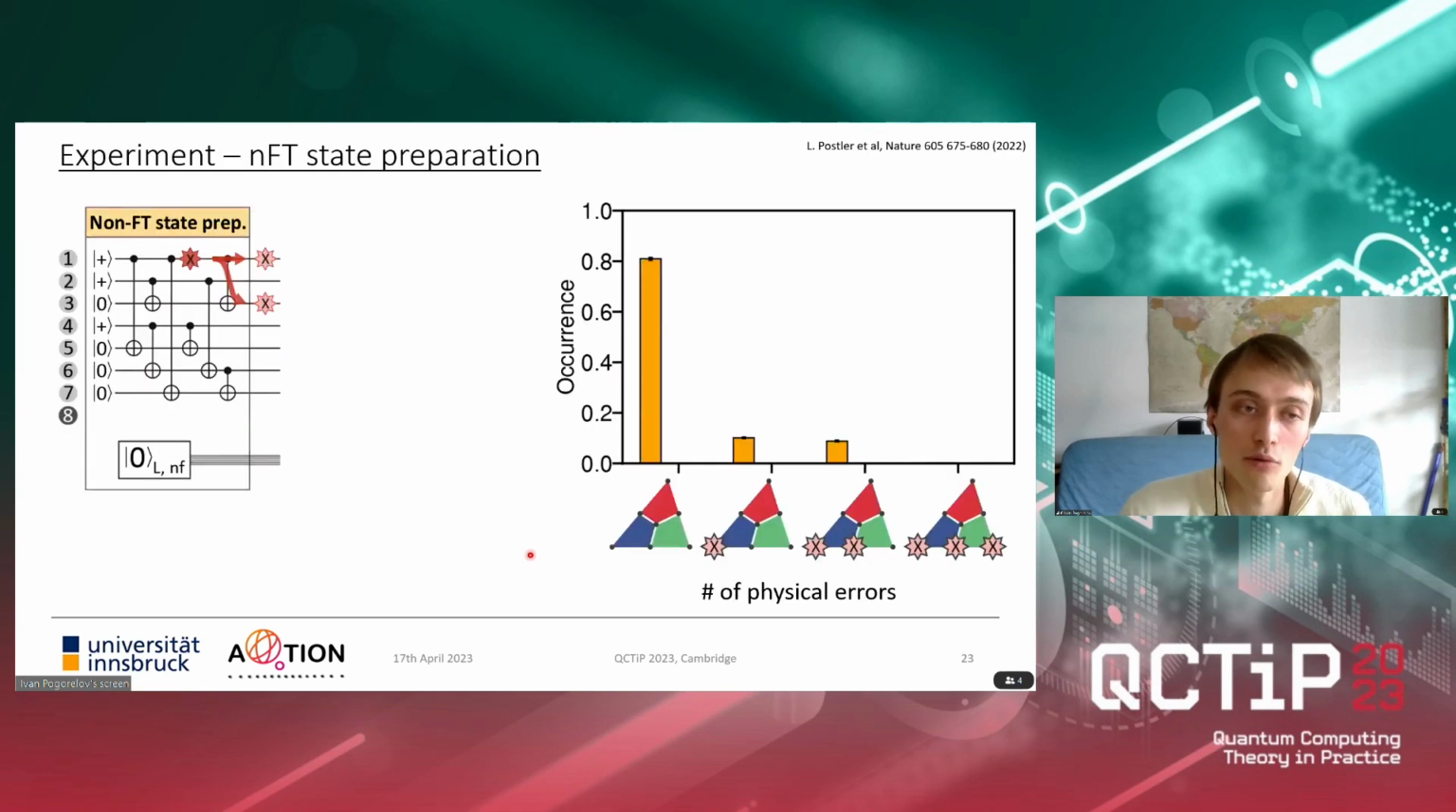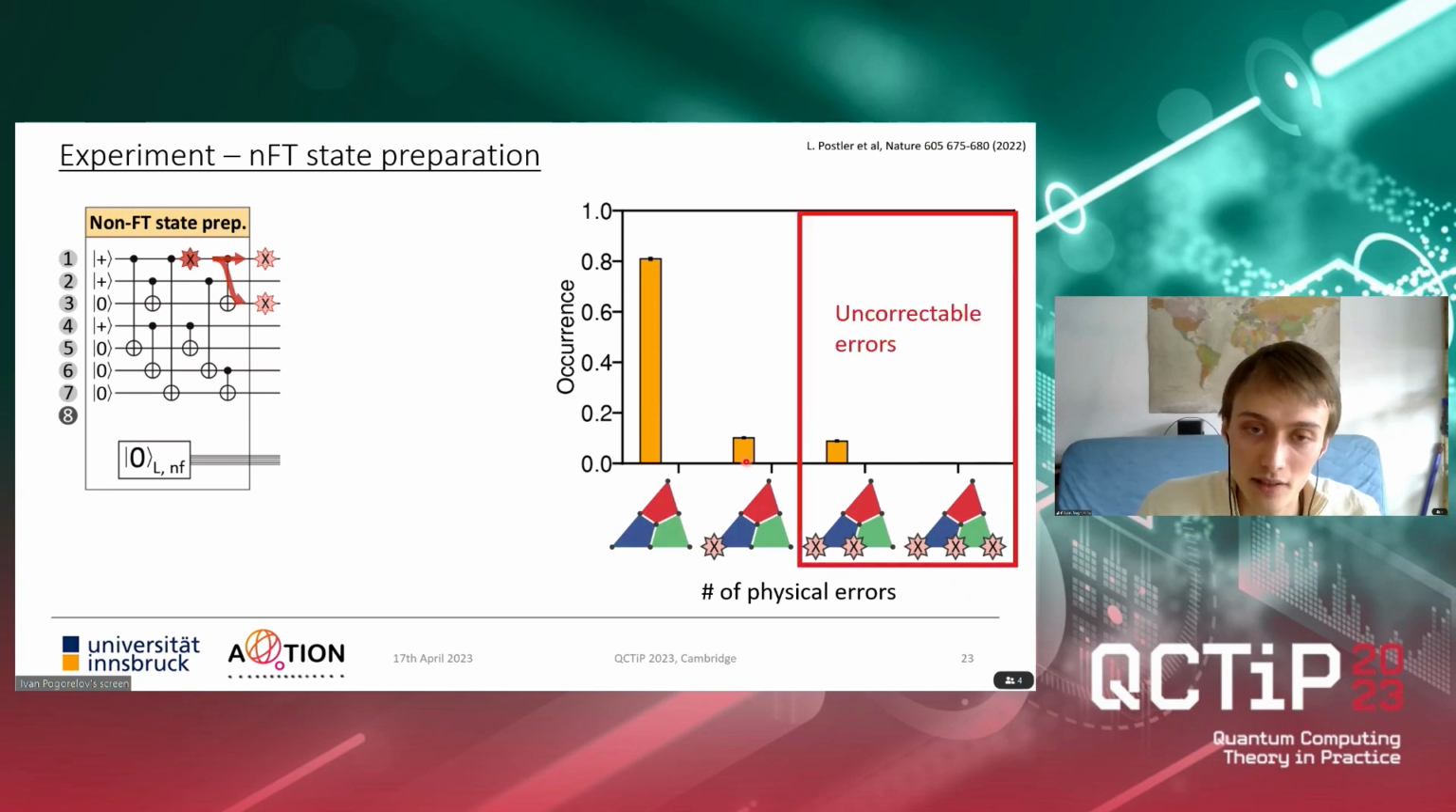So now we will go through the same operations, but with experimental results. So state preparation, single qubit gates, 2 qubit gates, and magic state injection. So first part here is non-fault tolerant state preparation. And here we plot how often each error occurs, and we sort them by weight of the error. So those are no errors at all, 1 physical error, 2 physical errors, and 3 physical errors.